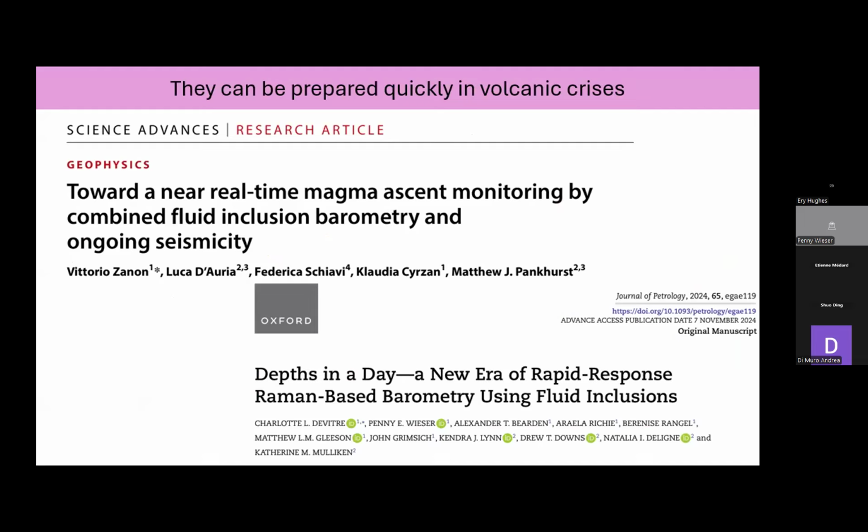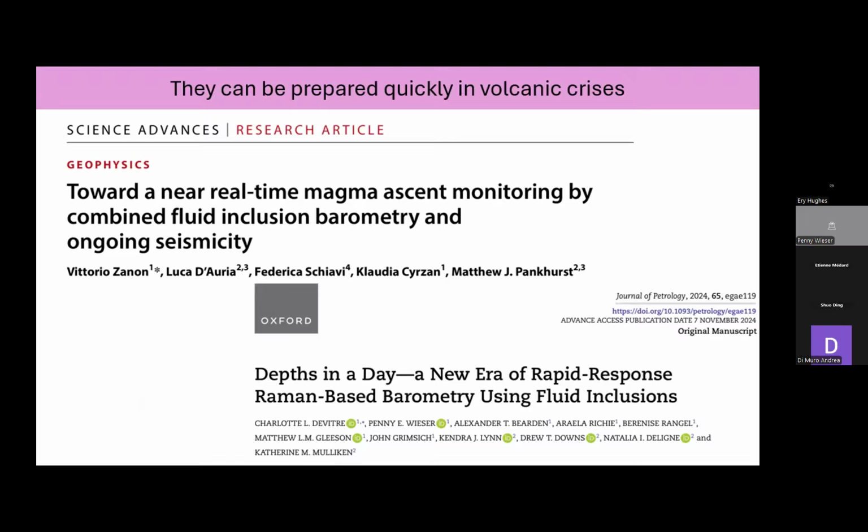So it was a great paper by Vittorio Zanin. This was for La Palma. They actually did this using microthermometry. So their suggestion is you could have a van that you drive around your volcano with a microscope in the back, and you can get pressures during the eruption.